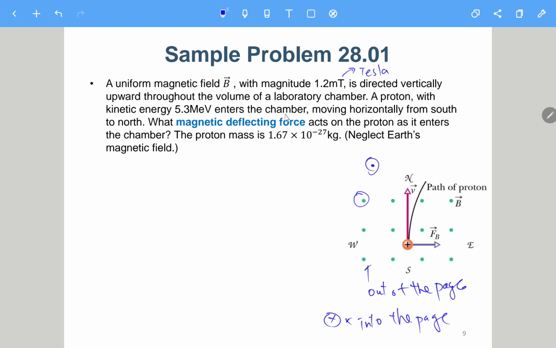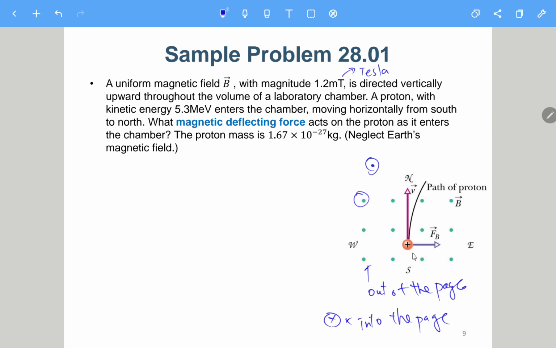Enter the chamber, moving horizontally from south to north. So this is south, this is north, which means that in this figure the charged particle is moving upward, because this is a proton, so it has plus e charge. So what magnetic deflection force acts on the proton as it enters the chamber? The proton mass is this one. Neglect the Earth's magnetic field.